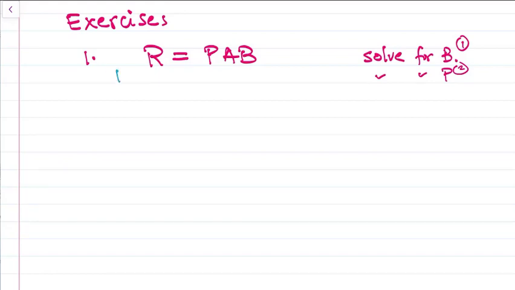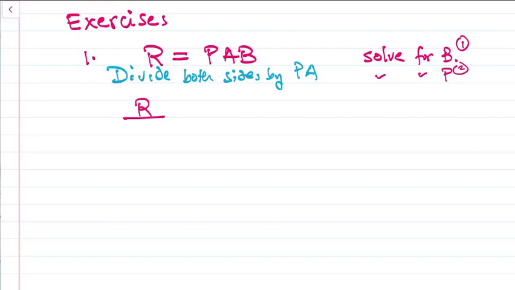So what do we say? We write divide both sides by PA. And to solve further, R over PA equals PAB over PA. And you know what happens next? P would divide P, and that will be 1, and A would divide A, and that will be 1.